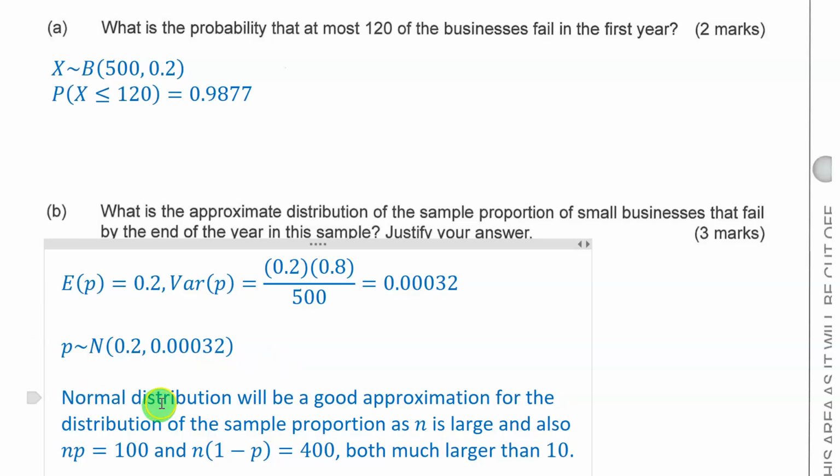For the normal distribution, we had to justify our answer. Why is it normal? That just means we've always got to check that the sample size is large, typically above 30. There's other tests such as np and n(1 minus p) both being larger than 10. So I've quoted those statistics here. np is 100 and n(1 minus p) is 400, both much larger than 10.